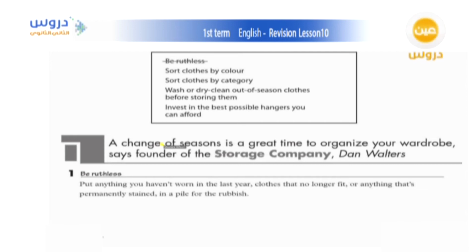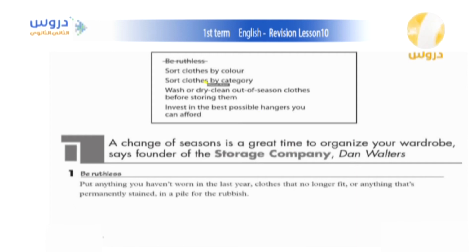Now these are titles. We're going to read number 1. On number 1, we have to be ruthless. What does it mean to be ruthless? To be ruthless is to put anything you have not worn in the last year, clothes, shoes, pajamas, whatever, that no longer fits, or anything that is permanently stained or cracked, in a pile for the rubbish. You take all the clothes that you have and put them in a mountain or a pile of clothes. This is how to be ruthless.